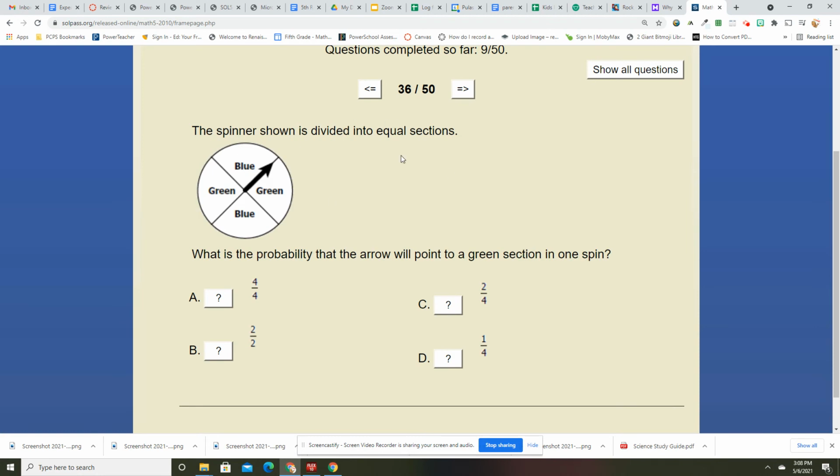The spinner shown is divided into equal sections. What is the probability that the arrow will point to a green section in one spin? All right, so green would be half, so it would be 2/4 or 1/2.